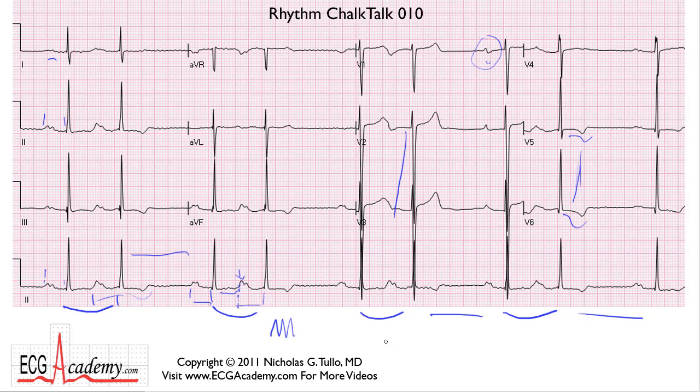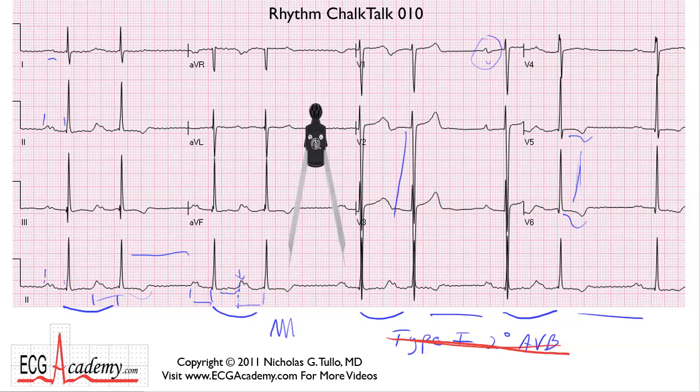This is probably what would be? Type 1 or 2? Type 1, second degree AV block. Well, if you said that, you are wrong. Nope. Fooled ya. Okay, so why not? Why isn't this type 1 second degree AV block? Clearly, the PR is getting longer. You've got group beating. Well, let's take out our trusty calipers and figure it out.